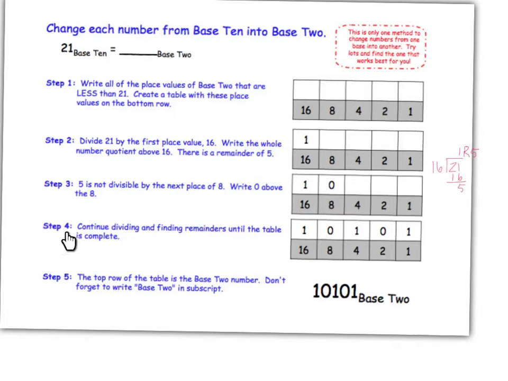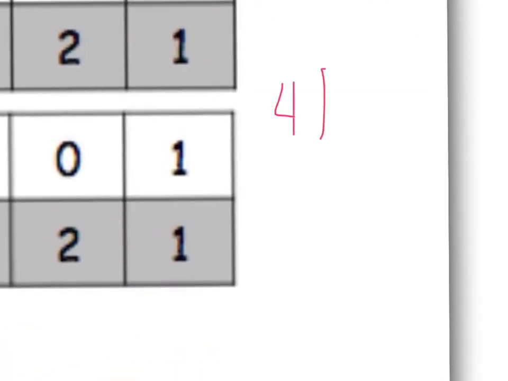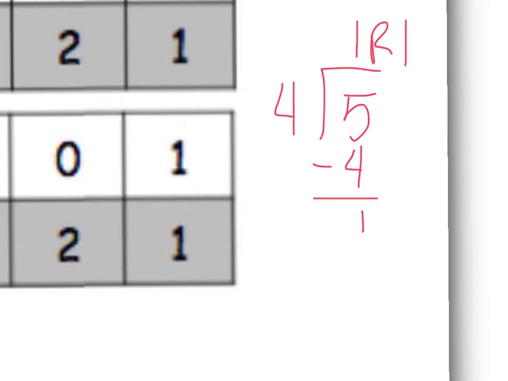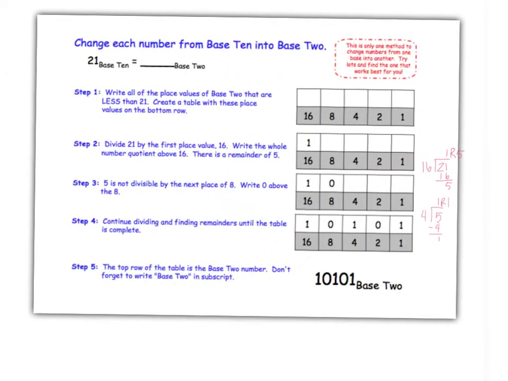Step number 4 says continue dividing and finding remainders until the table is complete. Well, we do know that the next place value is 4. Let's zoom back in and see what kind of division we can do. Let's go ahead and divide. If we are dividing, we know that 4 can go into 5 one time, and the remainder of 1 is left over. Let's zoom back out and put that in our table. We know that this 4 place value has 1 remainder.